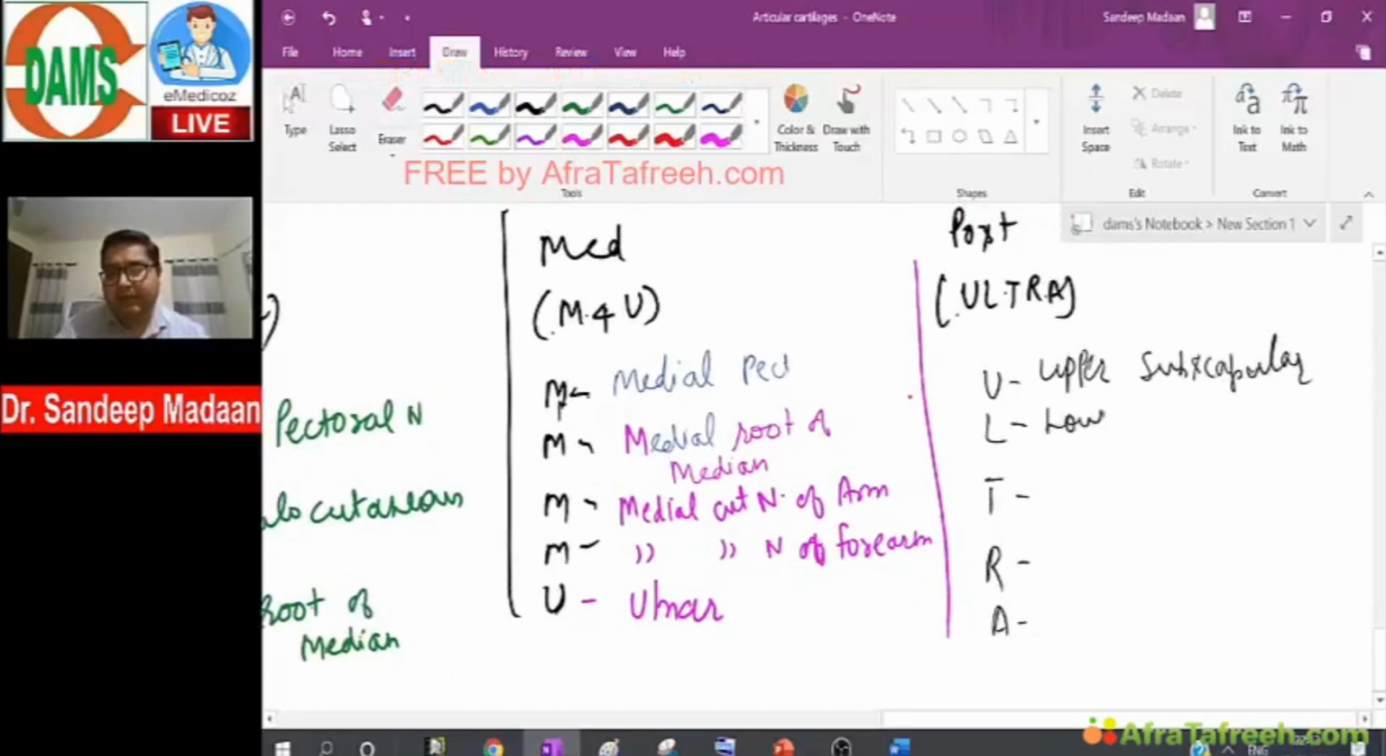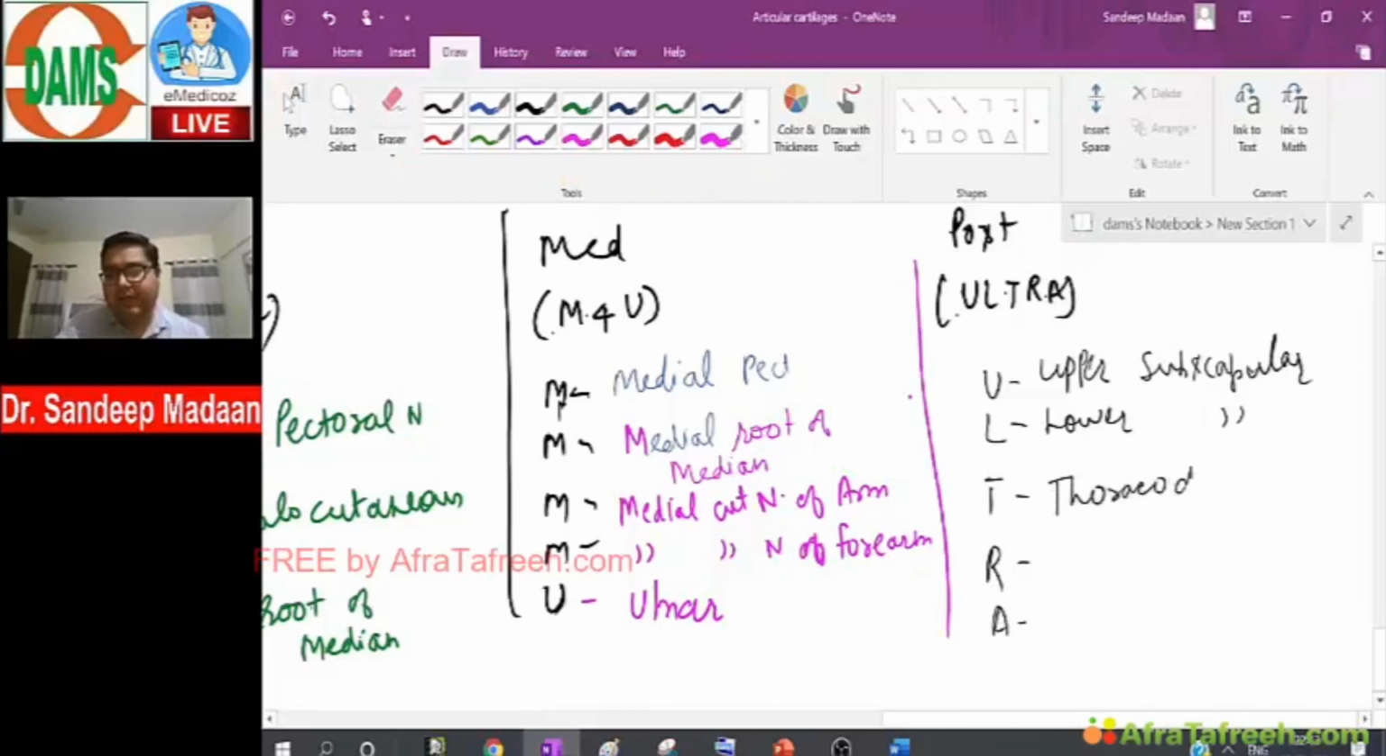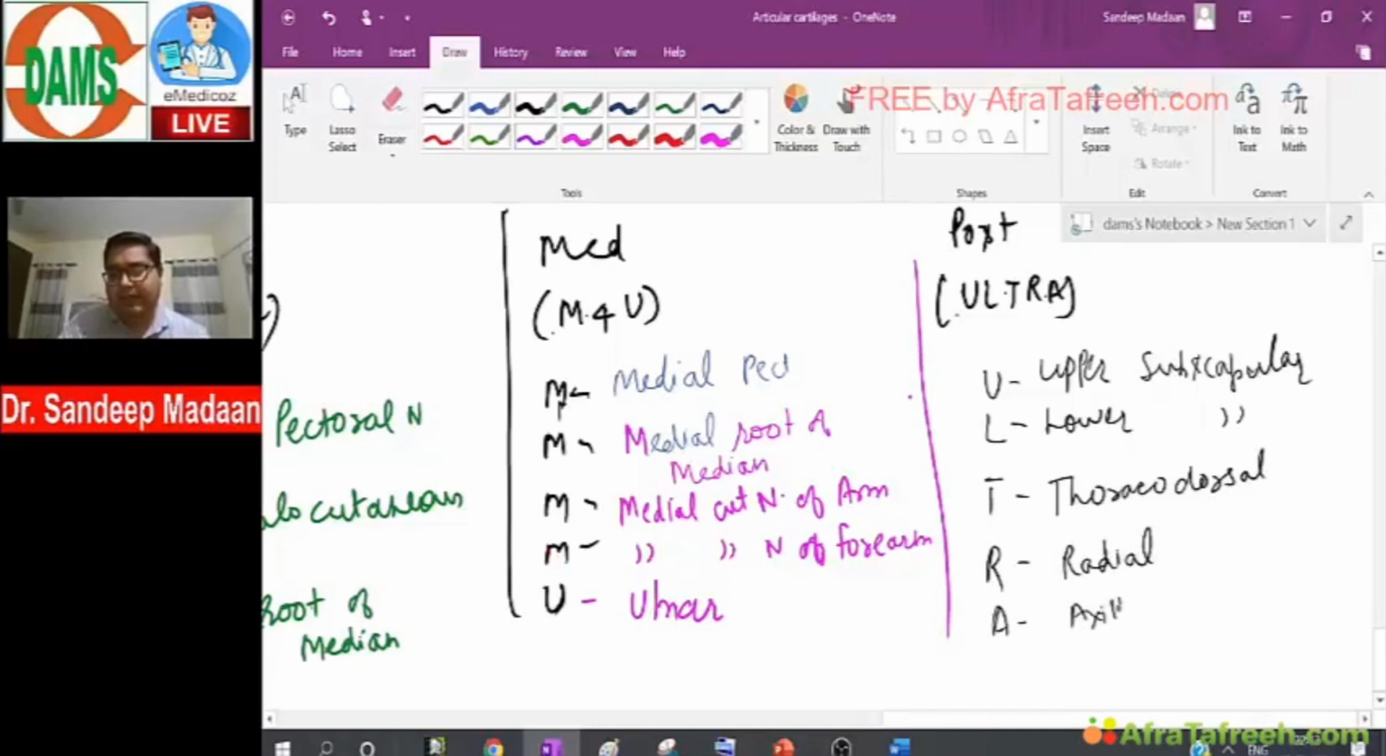L is lower subscapular, T is thoracodorsal, R is radial, A is axillary. Fine. These are the branch names.